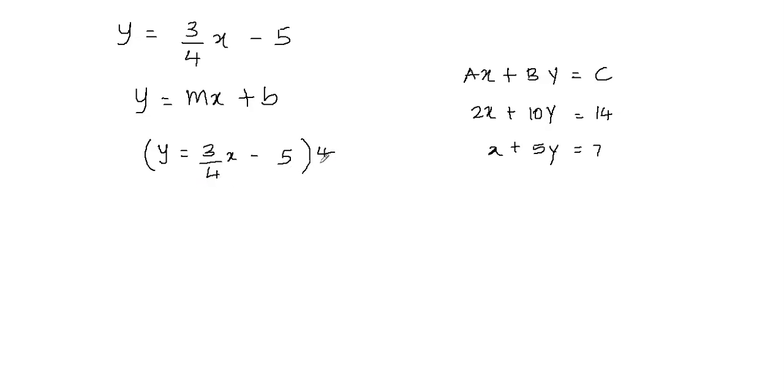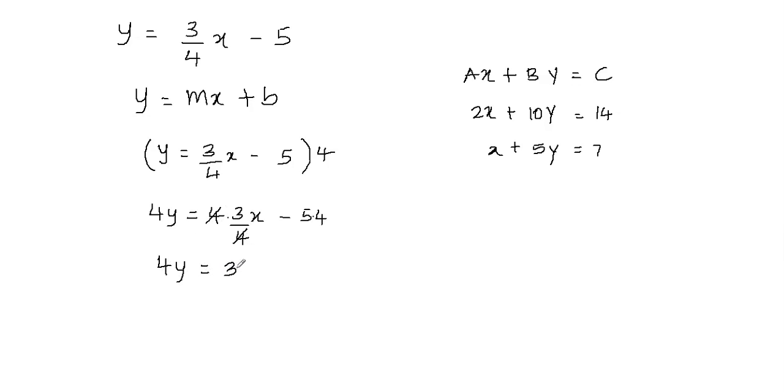Now I'm going to distribute this 4 inside. So 4 times y is going to be 4y is equal to, let's write this, 4 times 3/4 x and then minus 5 times 4. Basically, you're distributing this 4 inside the parentheses. Now here we're going to get 4y is equal to 4 and 4 is going to cancel out each other.